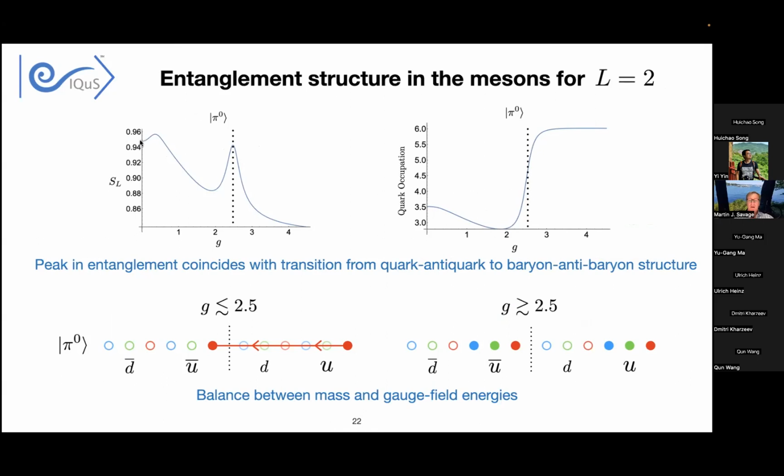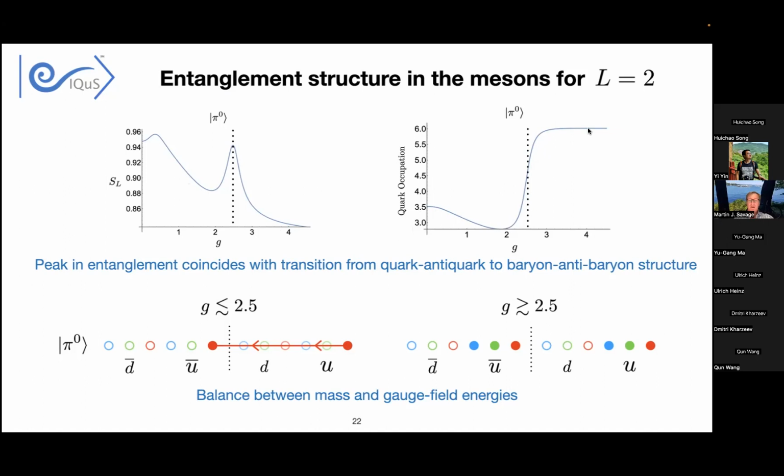And you see variations of order 10%, but there are definite patterns where there's an inflection at a G of order 2, and then a maximum value at 2.4 something, and then a fall off. And if you look at what that corresponds to with quark occupation, something that you can pull directly out of the wave function, then you find that there's non-trivial structure in the occupation. And at this inflection point, the maximum of the linear entropy, this is when the quark occupation makes a jump.